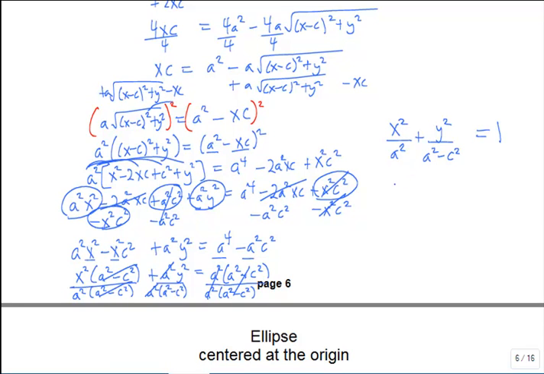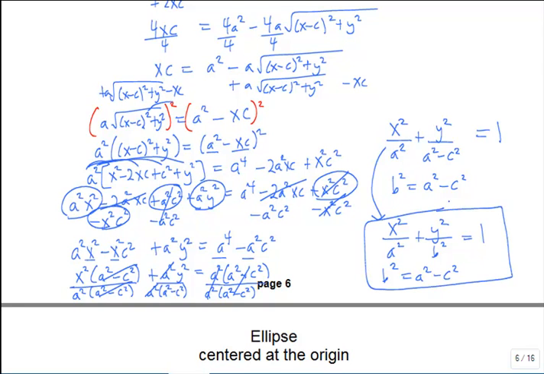All we're going to do now is define a new variable, b squared, to be this difference between a squared and c squared. So this equation will now become x squared over a squared plus y squared over b squared equals 1, where b squared is defined to be a squared minus c squared. And that is the equation of our ellipse.